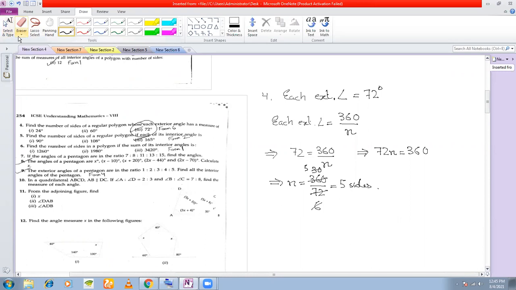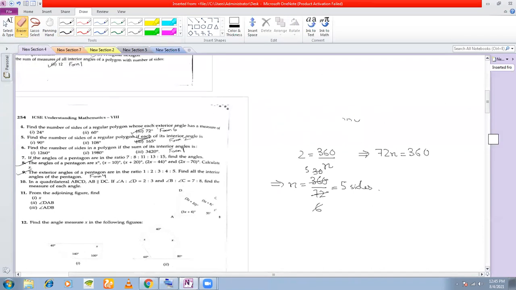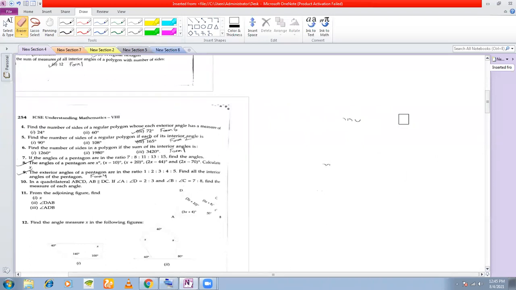Let us do number 6, part 3. If you read the question, it states: find the number of sides in a polygon if the sum of its interior angles is 1260.